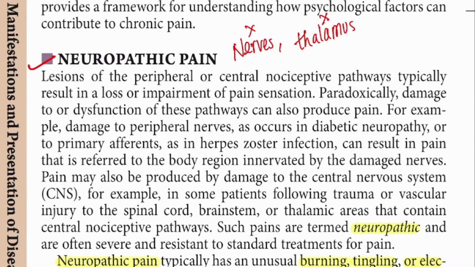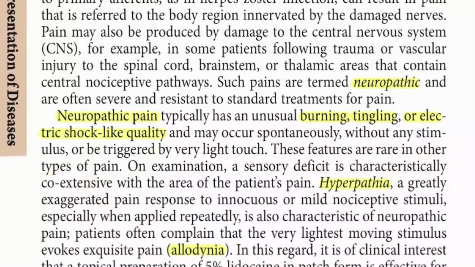So, as far as neuropathic pain is concerned, this is the kind of pain which originates when there is injury to the pain conducting pathways like nerves and the thalamus. We know that the sensory nerves relay at the thalamus. So whenever there is injury at the level of nerve or at the level of thalamus, it will cause a certain characteristic pain, which is burning, tingling, or electric shock like, and it is resistant to standard treatments for pain.